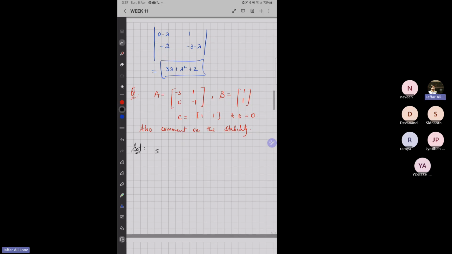I'll write SI minus A inverse. This is my SI minus A, and my SI minus A inverse will be 1 divided by S plus 1 into S plus 3. And here it will be S plus 1, 1, 0, and S plus 3.